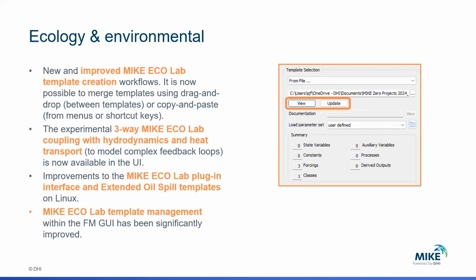We have improvements to Ecolab on Linux. I'm sure most of you know that the FM engines, including Ecolab, are all available on Linux, not just Windows, particularly for HPC applications. And we've updated some template management in the FM editors to better handle updates to Ecolab templates. I'll show you how that works. You can see in the image there, we've now added dynamic view update functionality for Ecolab templates.